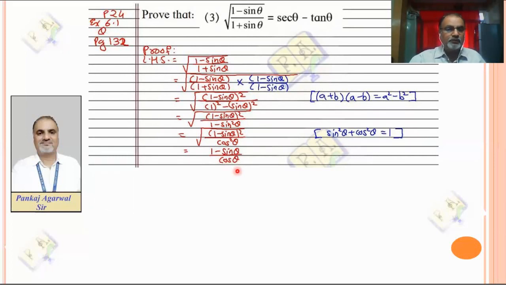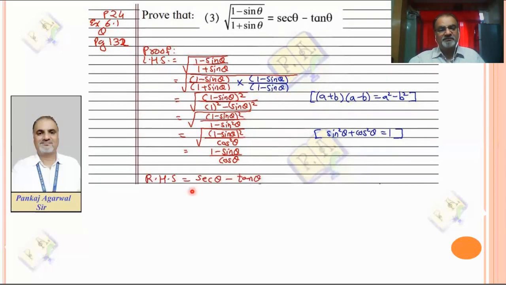From here, we have two different methods. One method is you separate the numerator as 1 upon cos theta minus sine theta upon cos theta. Write them as sec theta and tan theta. You got the answer. But another popular method is to start with the RHS. What is the RHS? Sec theta minus tan theta.